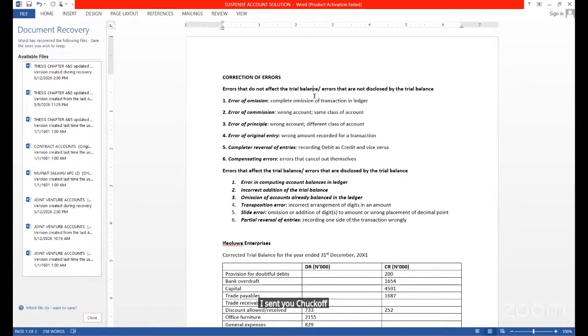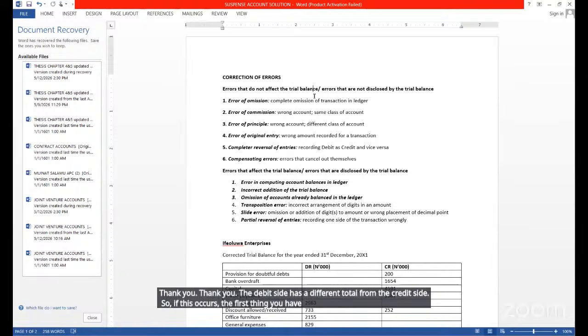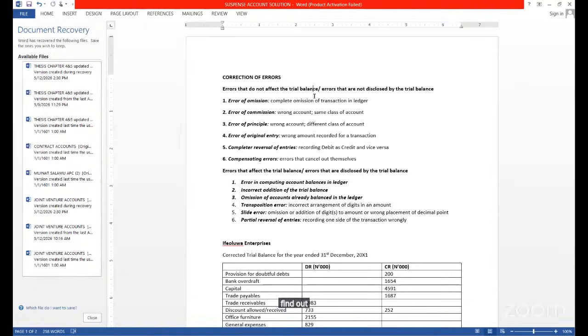The debit side has a different total from the credit side. So if this occurs, the first thing you have to do is find out what the difference is. Please listen.